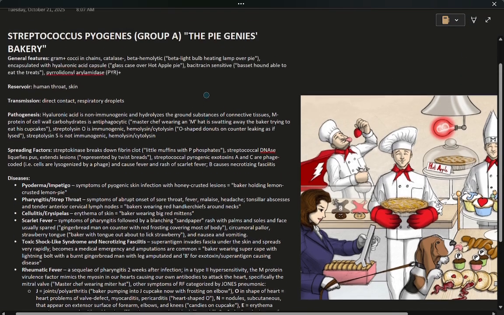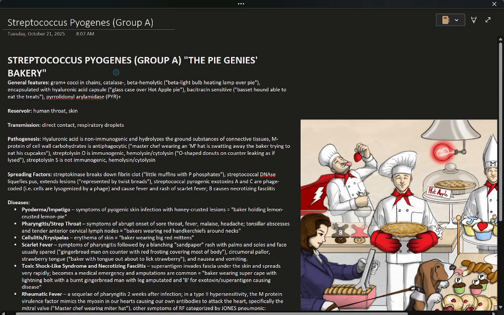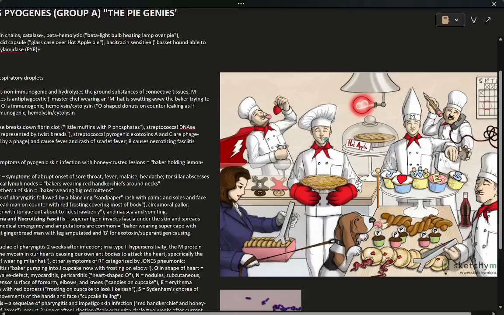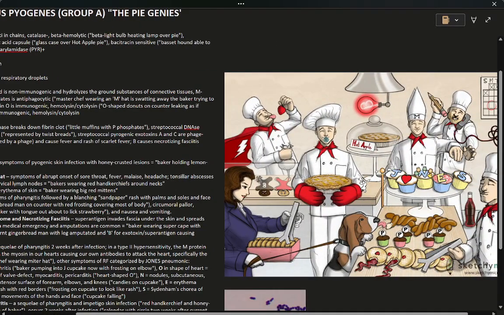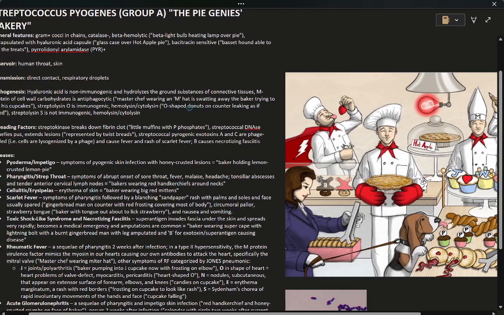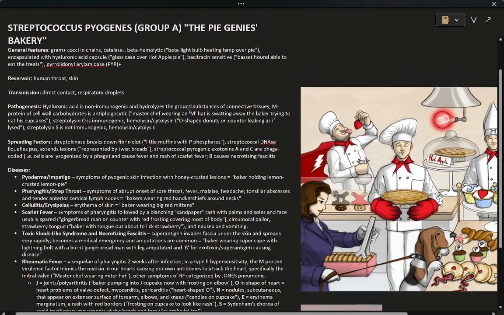In this video, we're going to be talking about the Streptococcus Pyogenes, which is part of the group A Streptococcus. And the sketchy image shown over here is titled the Pyogenes Bakery. So, we'll go through each part of the image to help remember the important concepts behind the Streptococcus Pyogenes.